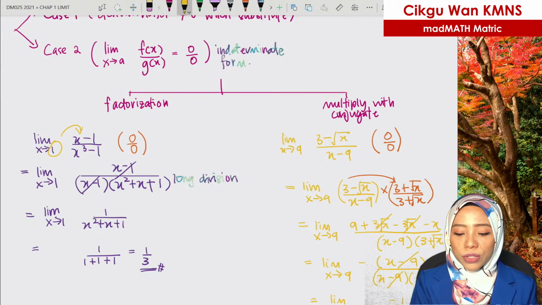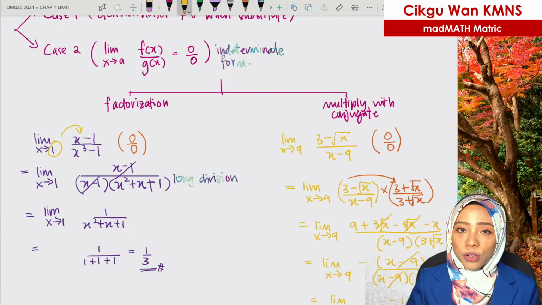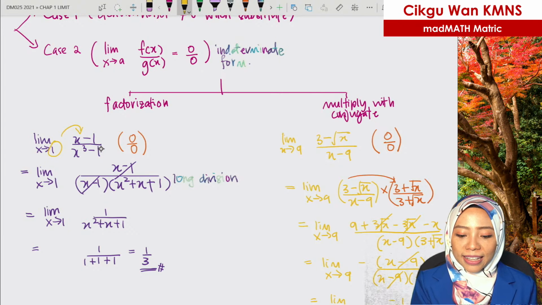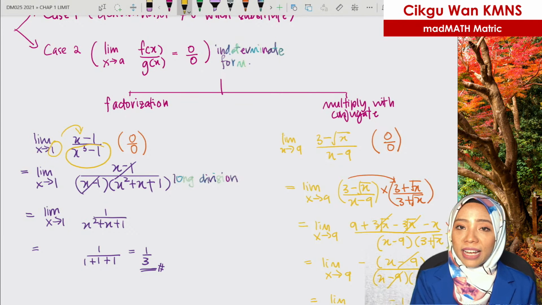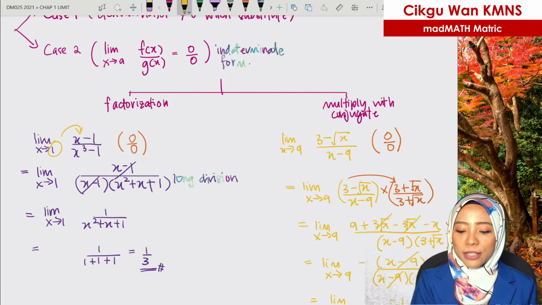So when it is 0 over 0, we are going to do factorization, because this function is easy for us to factorize. But the problem is, how are you going to factorize x cubed minus 1? It's quite tough here, x cubed minus 1. How do we do it?